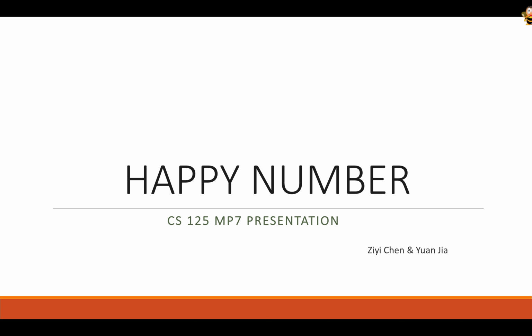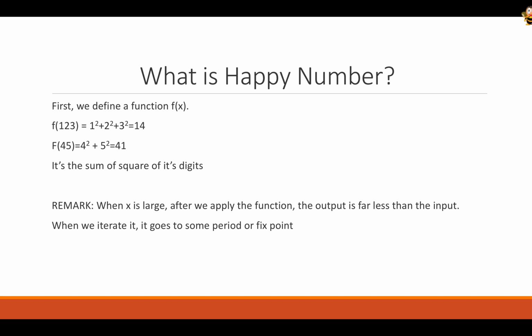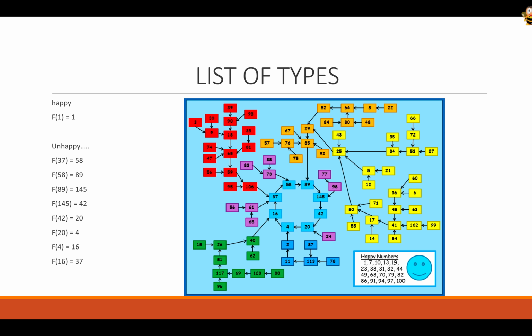I'm Chen Ziyi. Now we're going to introduce happy numbers and the class we defined to calculate some properties of them. To define a happy number, first we define a function f, which is the sum of squares of the digits of a number. For example, f of 123 turns out to be 14. And after we iterate this function, we'll get some fixed point or periodic point, and let's see what they are.